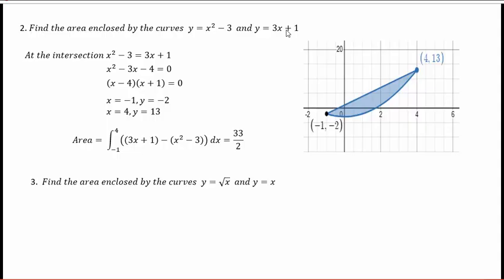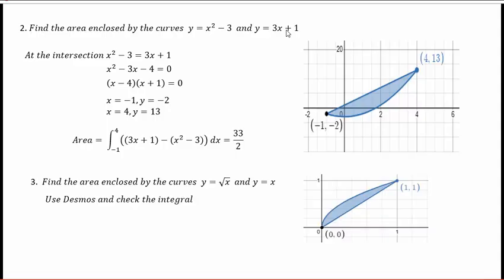Third example. You have y equals square root of x and y equals x. You can use the graph in your Desmos graphing calculator. The graph will look like this, and the intersecting points, of course, you can find by setting square root of x equals x and then solving for x. You will get x equals 0 and x equals 1. So the area will be again from 0 to 1 on the x coordinates. The top function is square root of x, and the bottom one is y equals x. And the answer will be 1/6.